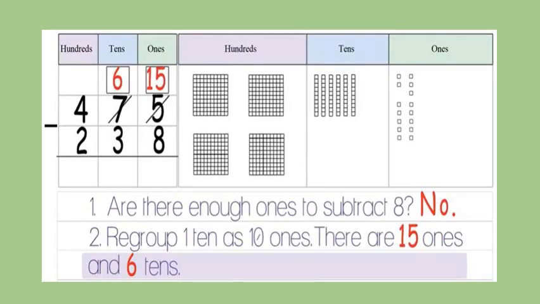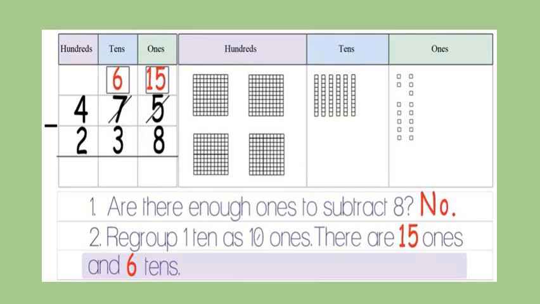Okay, let's continue. So, are there enough ones to subtract 8 from 5? No, there is not. Of course, I cannot take 8 from 5, so I'm going to go to the next door. What is the next door beside me? It is the tens. Well done, everyone. So, I have 7 in the tens, it will be 6.